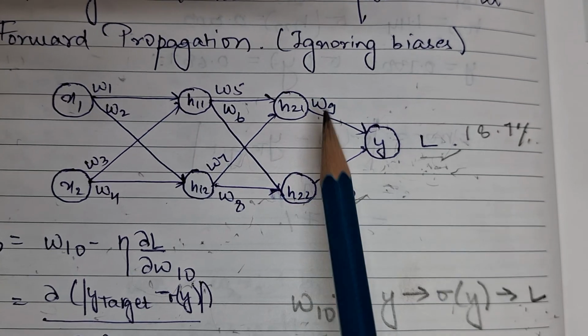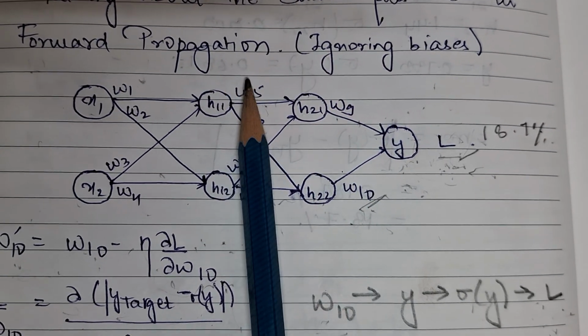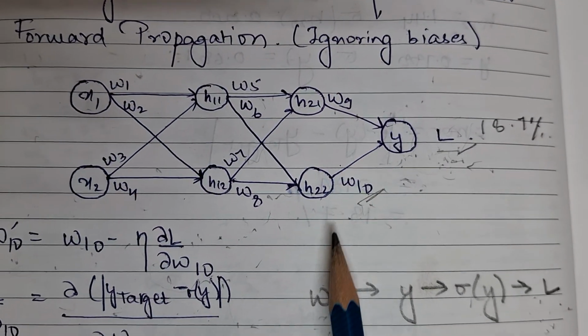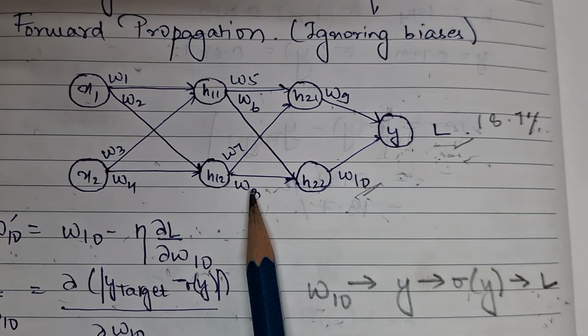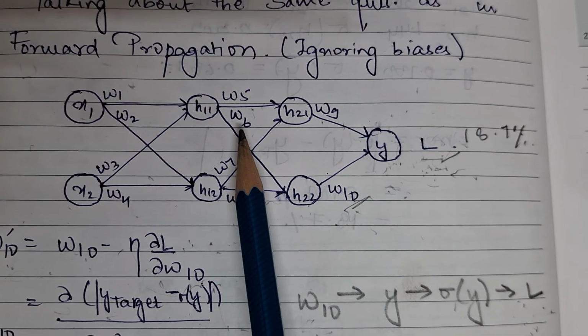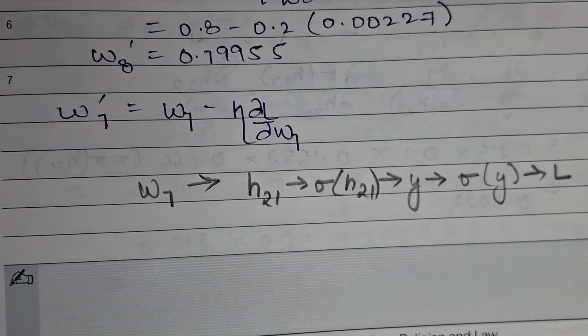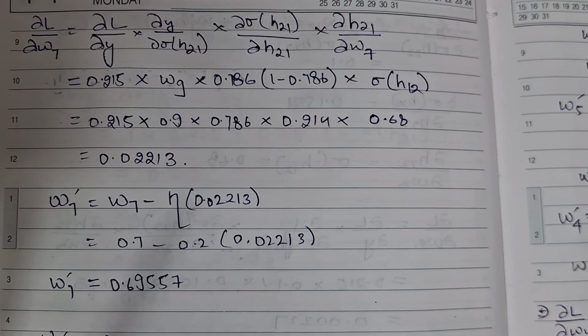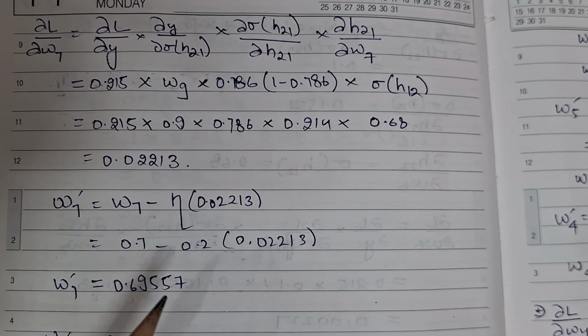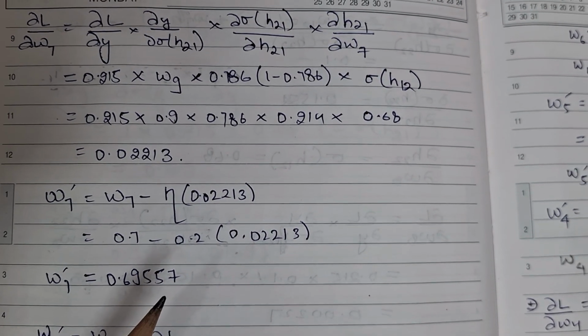As you must have noticed, we are moving layer by layer. We calculated for omega 10, then omega 9, and then we calculated for omega 8, omega 7, omega 6 and omega 5. We are done with 2 layers. This is the flowchart for omega 7. This is the calculation that we did to reach the new value of omega 7.